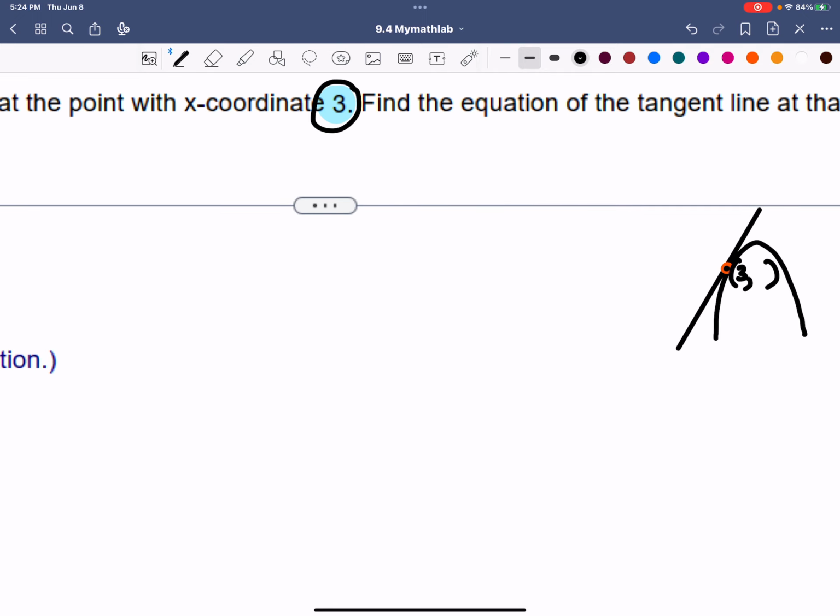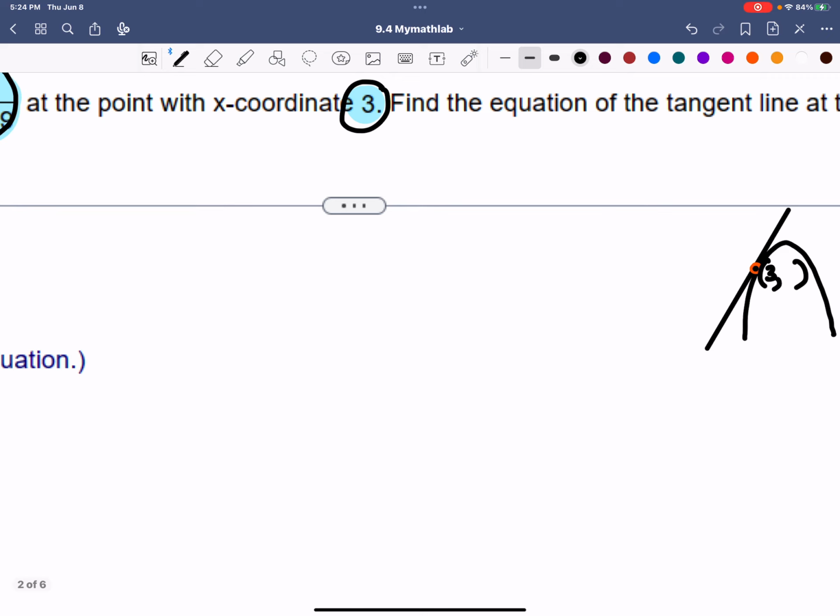Again, the prerequisite for this class is math 1314 or 1324. So you should be doing difference quotients, and you should also be doing equation of lines. Equation of a line is, which color? Let's pick pink, why not? Equation of a line is y minus y1 is equal to m times x minus x1. Equation of a line given slope.